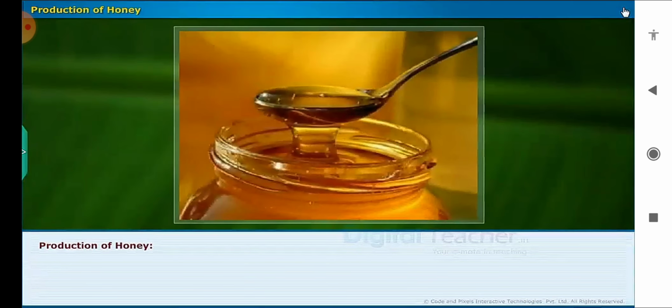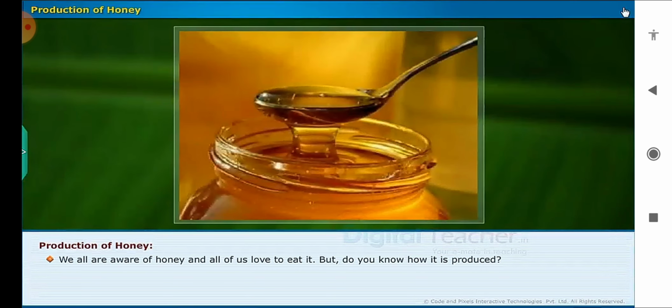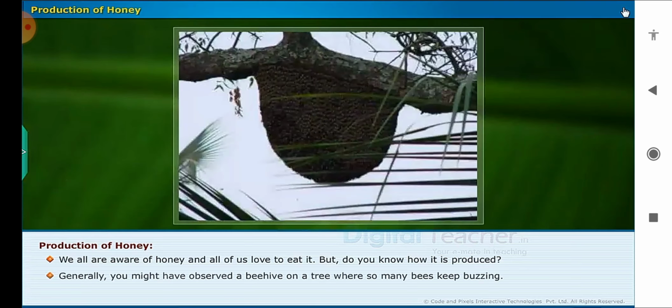Let us study how honey is produced from bees. We all are aware of honey and all of us love to eat it. But do you know how it is produced? Well, let us learn about it. Generally, you might have observed a beehive on a tree where so many bees keep buzzing.